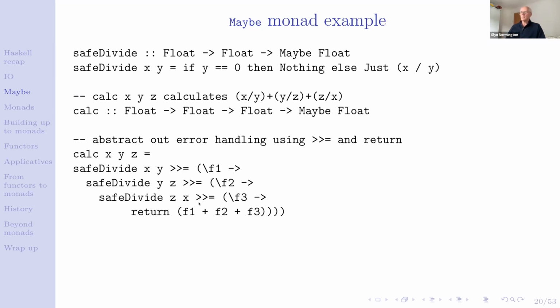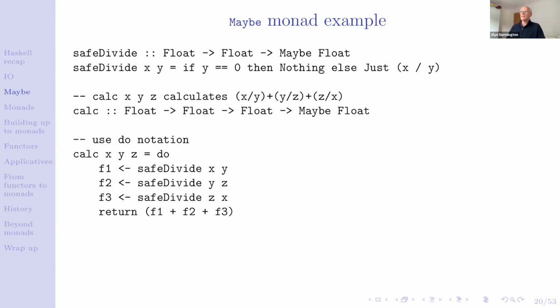And then we go through the same process with safe divide y z, safe divide z x. And if we come out at the end of that without Nothing, then we end up with f1, f2, and f3 that need adding together. And then to keep it inside the Maybe, in other words, to return a Just value, use return. We could code Just there, but since we're talking about the monad, we're using bind and return as the two monad operations. That's still pretty messy. It doesn't have any explicit error handling in, but it's still pretty messy.